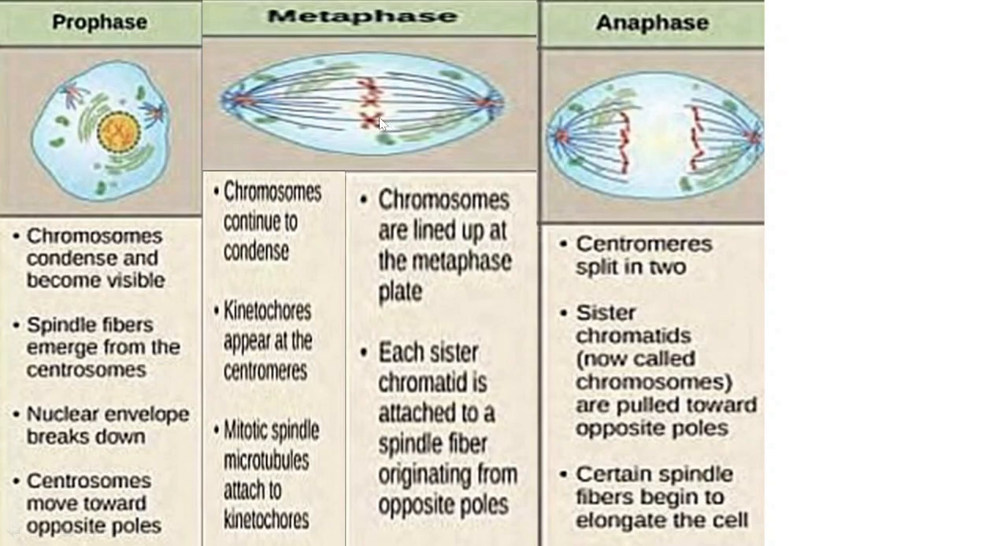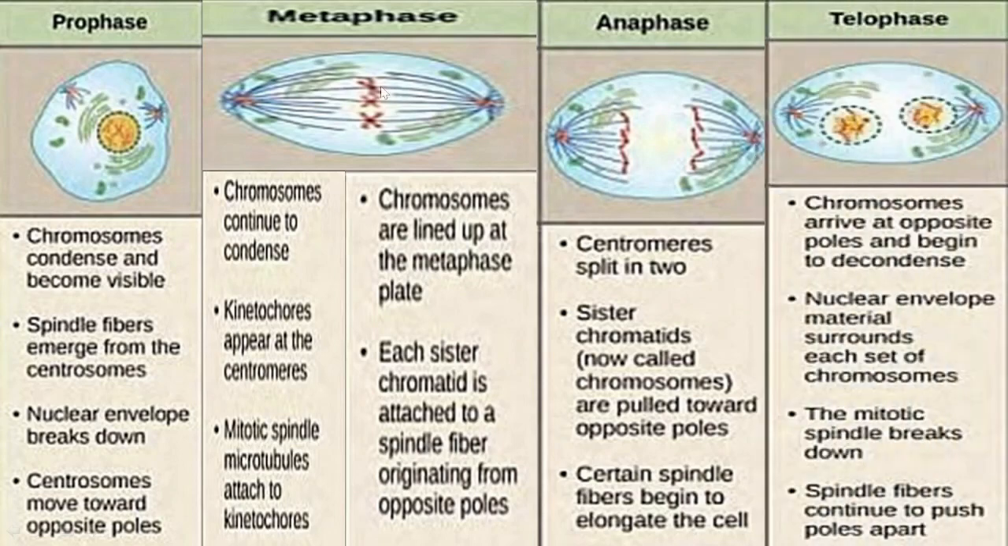Next, as the spindle fibers have attached to the kinetochores, they will shorten. As they shorten, there is separation of each pair of chromatids. They separate out. Centromeres split into two. Sister chromatids, now called chromosomes, then move towards the opposite poles. Certain spindle fibers begin to elongate the cell. So now they will move towards the opposite poles.